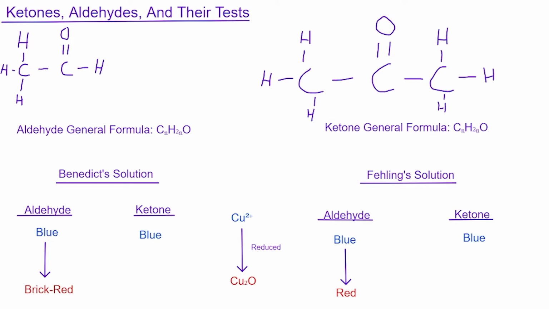The reason why Benedict's and Fehling's solution do not change color if heated with a ketone is because ketones cannot be oxidized further, whereas aldehydes can be oxidized further, and when this is done, they oxidize into carboxylic acids, and in the process of doing so, they reduce the blue copper(II) ions in the solution to red copper(I) oxide, which is a red precipitate.